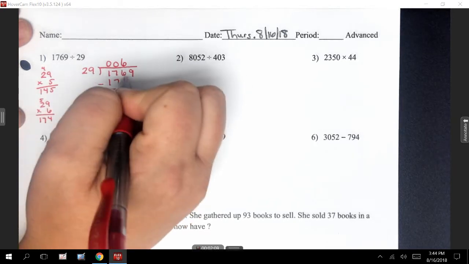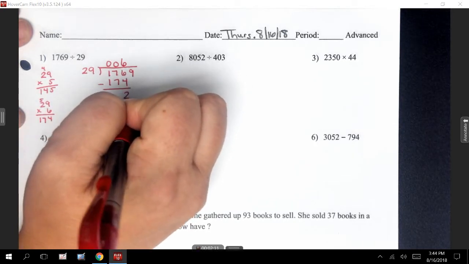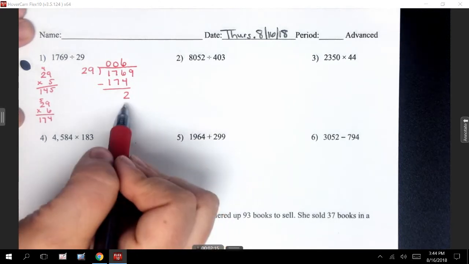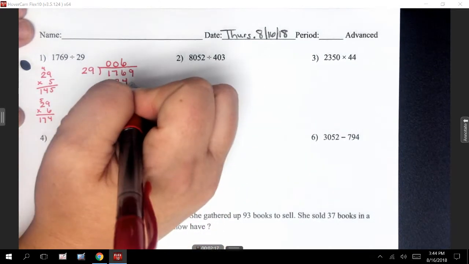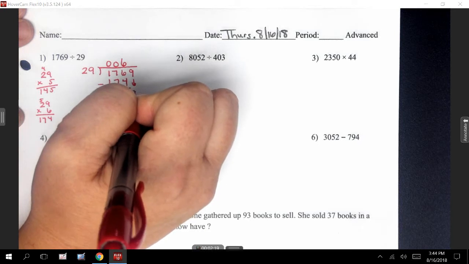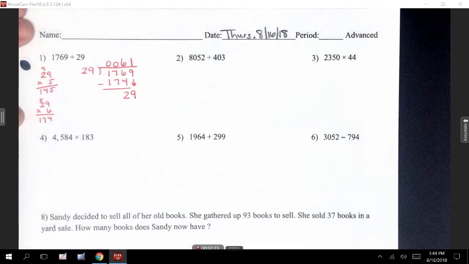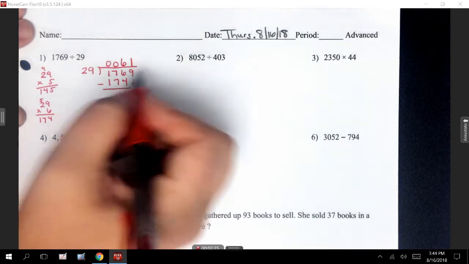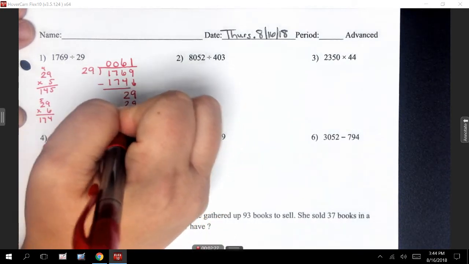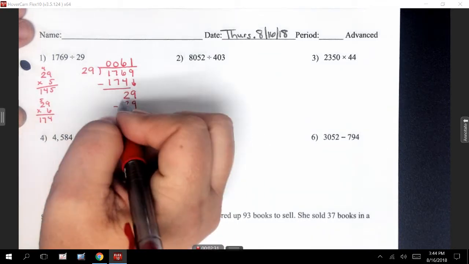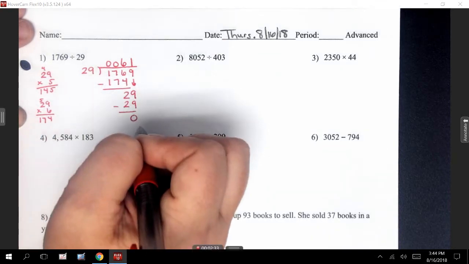When I subtract, 6 minus 4 gives me 2. The 7's go away. The 1's go away. We always want to double check. Is 2 smaller than 29? It is, so we're ready to bring down the 9. All right, 29 will go into 29 one time, making sure to write that on top of the 9. 1 times 29 gives me 29. When I subtract, I get 0. 0 is smaller. We're still checking. I know it seems silly, but that is part of that process.